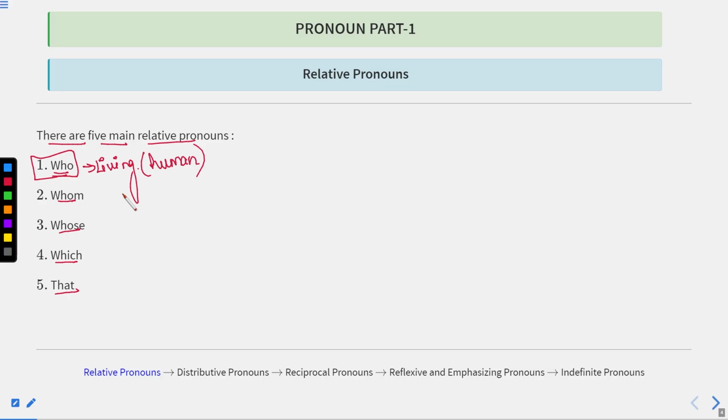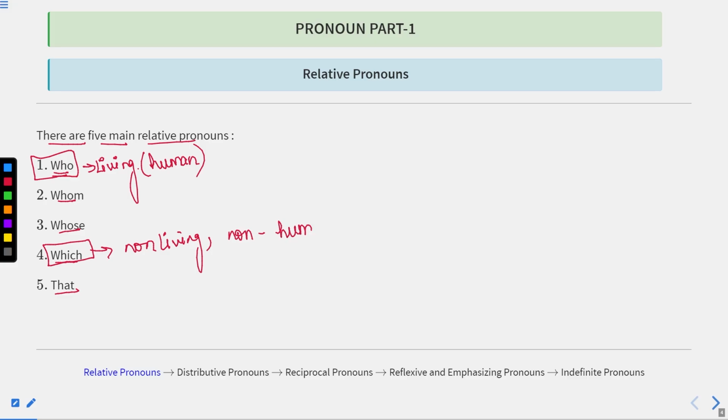For example, the plant which you gave me. Here, in the plant which you gave me, I cannot say the plant who you gave me. Though a plant is a living being or a living thing, it is not a human being. It is a thing or an object, a non-human thing. So whenever we talk about a non-human thing, we use which, not who. This word which is used with either non-living things or non-human things.